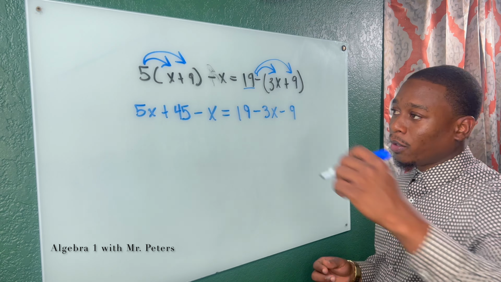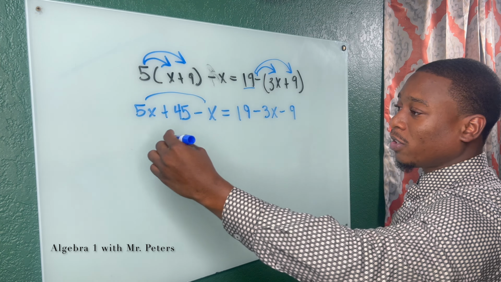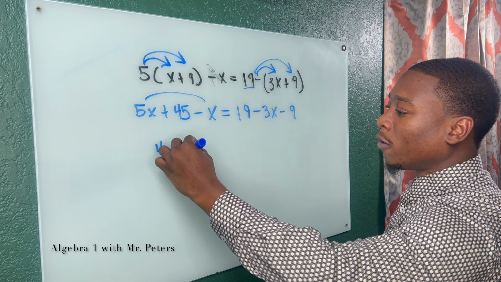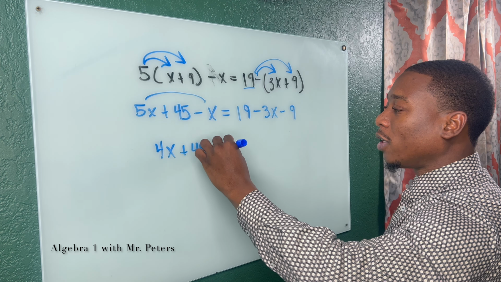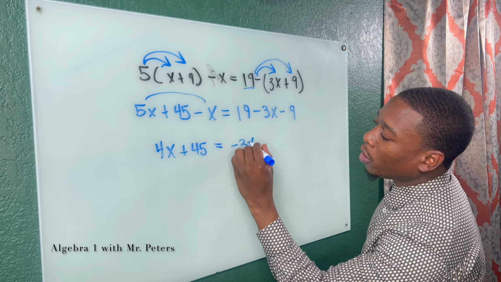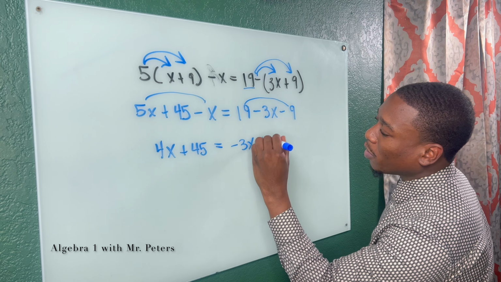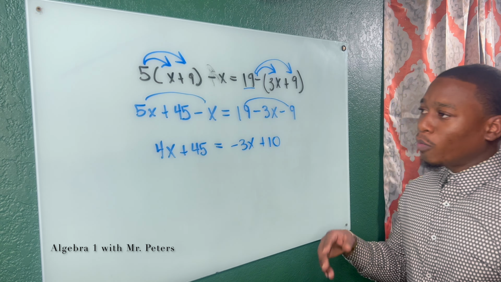Simplify each side. 5x and negative x, this is going to give me 4x plus 45 is equal to, and then on this side, 3x stays the same, right? No like terms, 19 minus 9 is going to give me a positive 10. I go back, I double check.